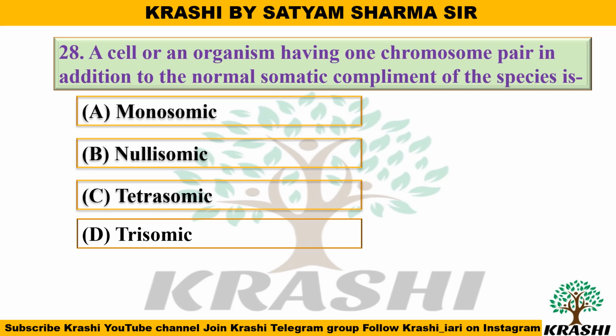Question number 28. A cell or an organism having one chromosome pair in addition to the normal somatic complement of the species is, so the correct answer is option C, tetrasomic, that is 2n+2 condition. Monosomic means 2n-1. Nullisomic is 2n-2, whereas trisomic is 2n+1.